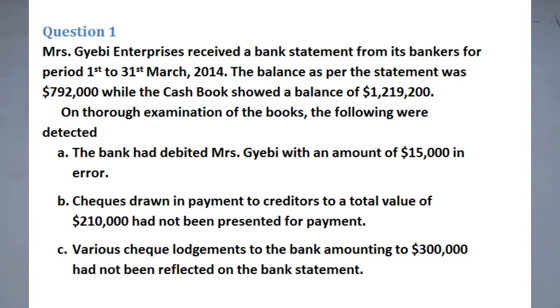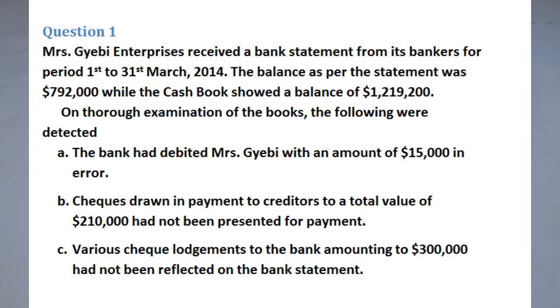Mrs. JB Enterprise received a bank statement from its bankers for the period 1st to 31st March 2014. The balance as per the statement was $792,000, while the cash book showed a balance of $1,219,200. On thorough examination of the books, the following were detected.